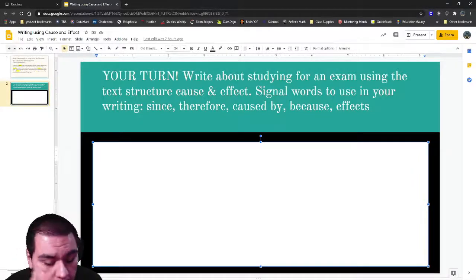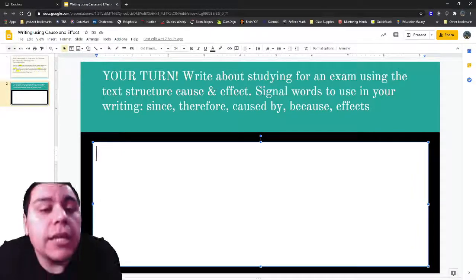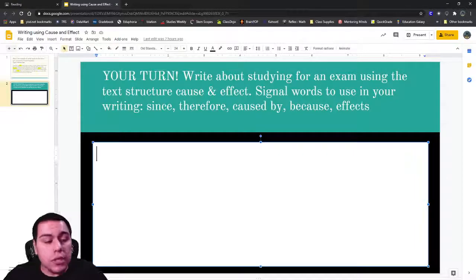Nakai, you're writing about the cause and effect of studying for a test. So studying for a test is your cause. What is the effect of that? If you study for a test, what will happen? You want 3 effects. 3 different things that could happen because you studied for a test.